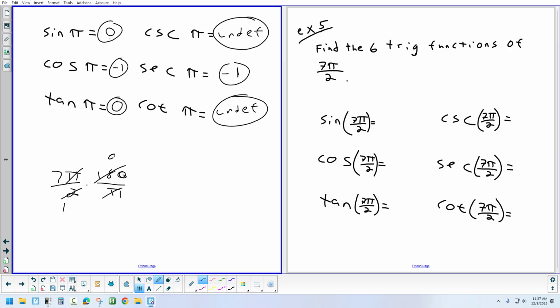Pi's cancel. And 2 goes into 180 90 times. So you're left with 7 times 90 degrees. How much is that? Eileen, what's 7 times 90 degrees? 630. Now, I still don't particularly like that angle. It's better, I guess, because it's in degrees. So what can we do with that? Minus 360 from it.